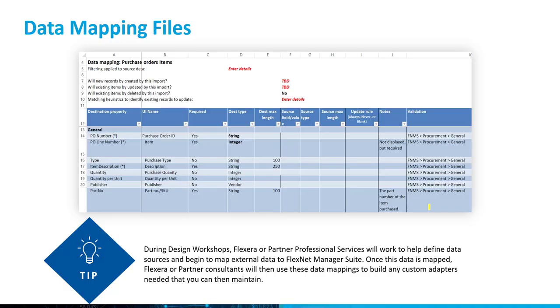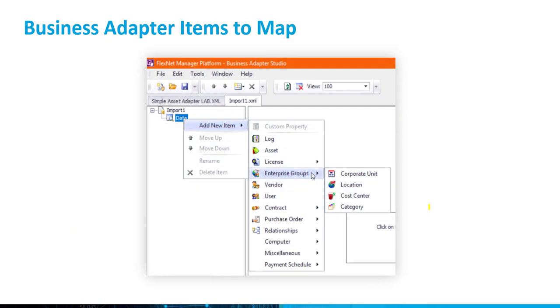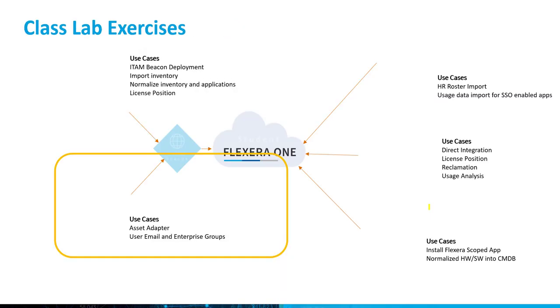But if you have a more complex environment, you may need a data mapping file to say what the source data is, what we need to do to it, and then where it ends up on the Flexera One side. So our business adapter has these various objects that you would choose what you want to map to, and then you would map it to that target field to bring that data in on a schedule.